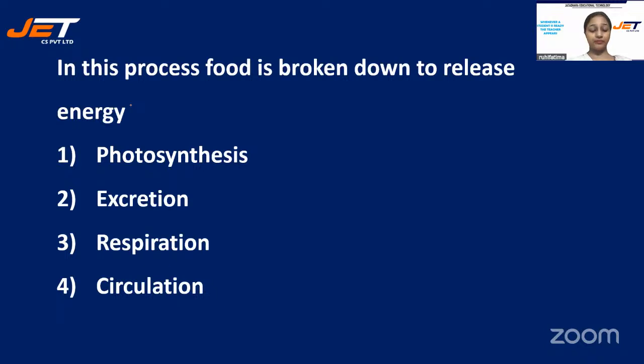Next question. In this process, food is broken down to release energy. And your options are number 1, photosynthesis. Option number 2, excretion. Option number 3, respiration. Or is it option number 4, circulation? Hurry up, students.